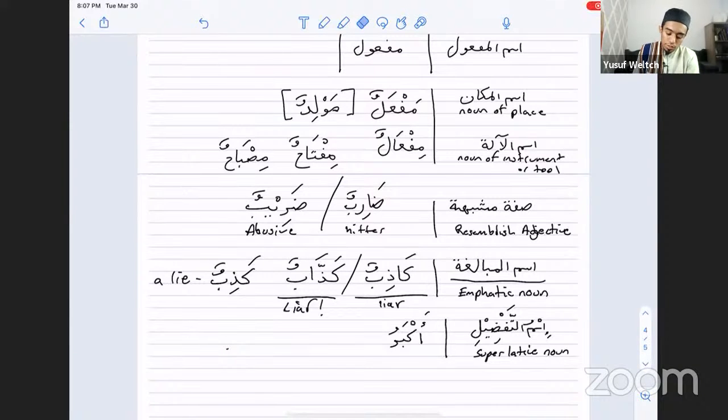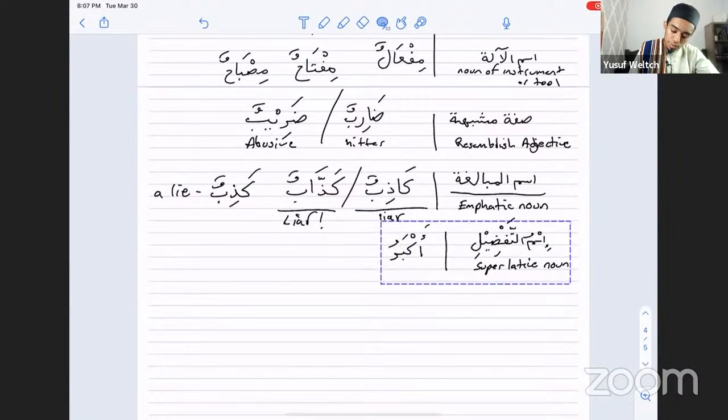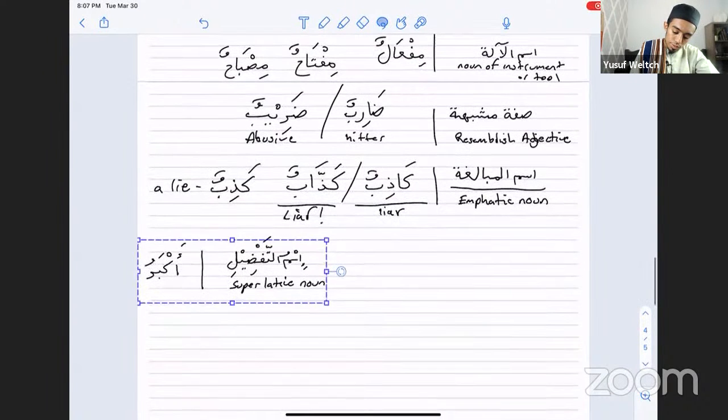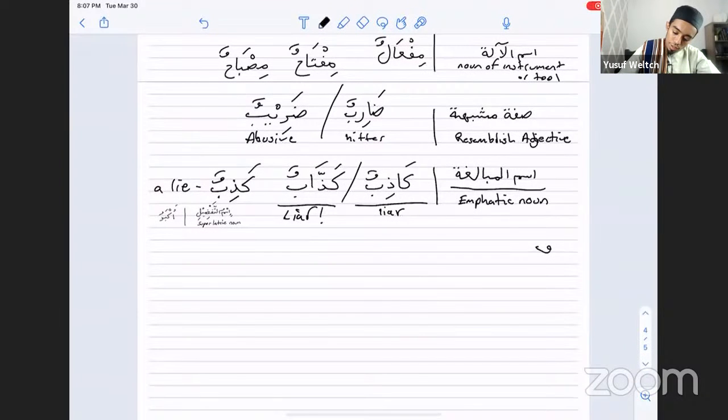Okay. So this ism al-mubalagha, it has a few different forms. So let's just move this out of the way for a second. Okay, so some of the forms, the most common form is fa'al. Fa'alun. Okay. Now, a lot of the names of Allah subhanahu wa ta'ala are on this type of word.